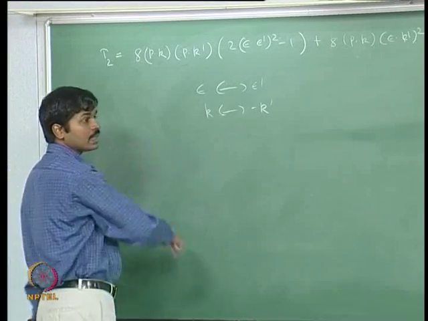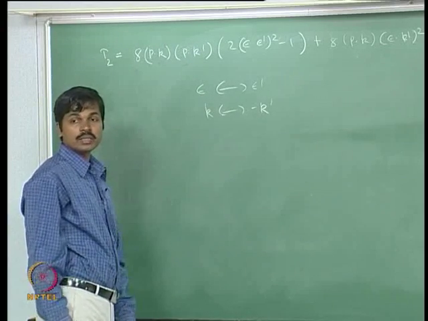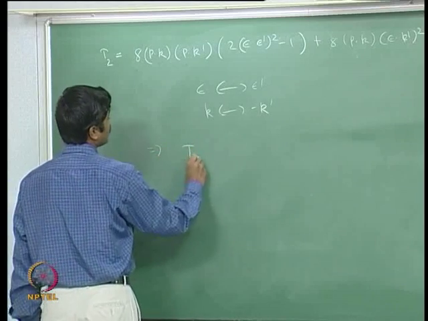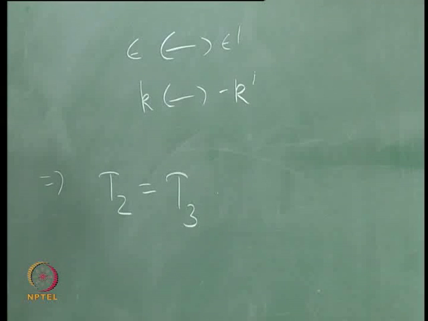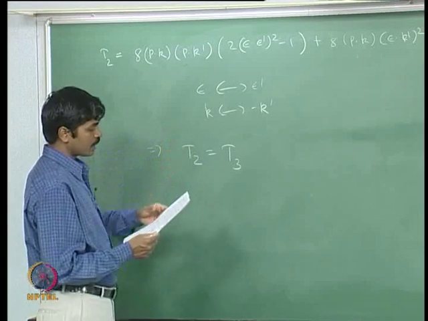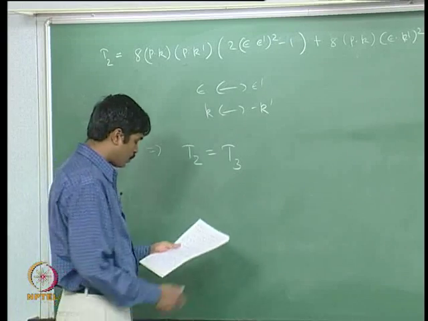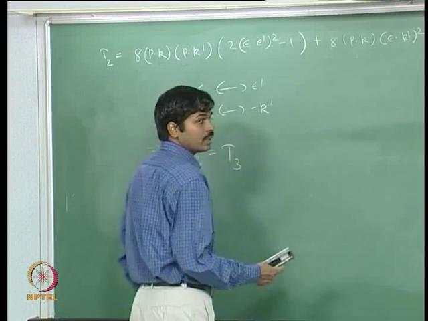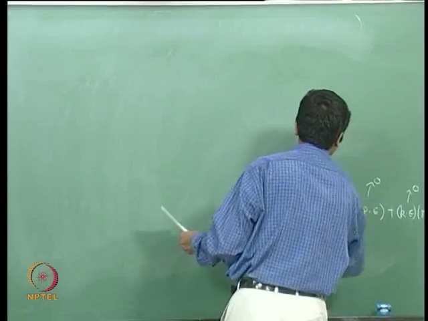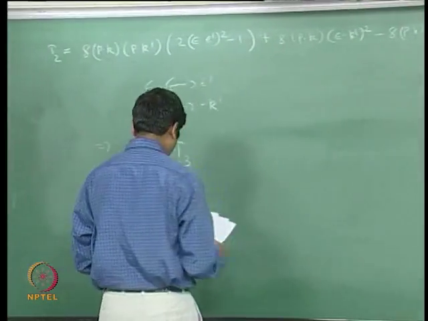But we have seen earlier that if we make this transformation in the original trace, then we get T3. This simply implies that T2 is equal to T3. All right. So, what we have done is we have just derived an expression for T1, T2, T3 and T4. We will put all these things together and then we will see what we get for x. So, let me write the answer for T1 and T2 also.